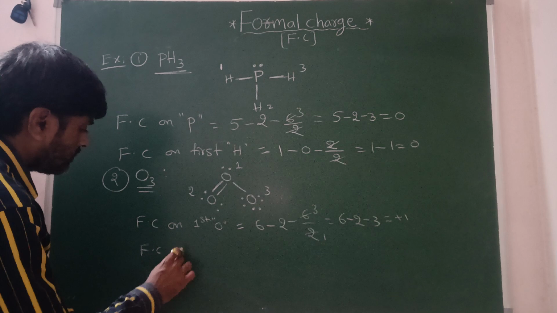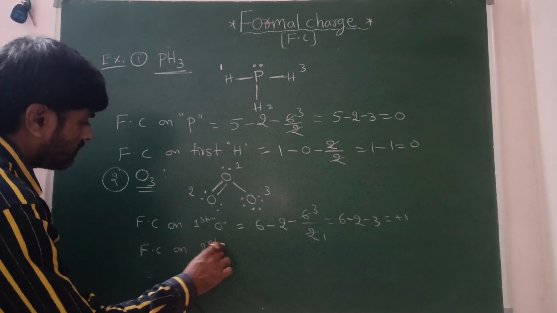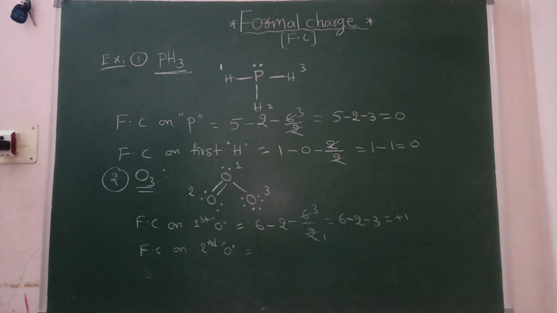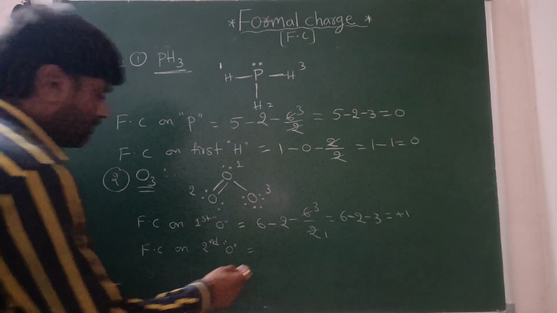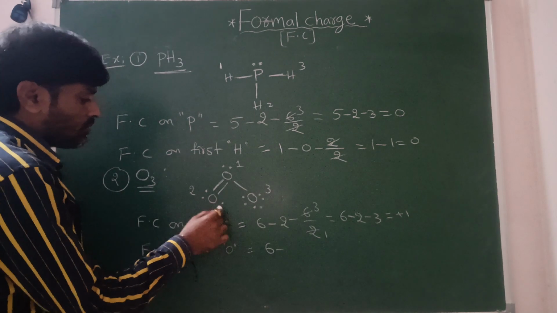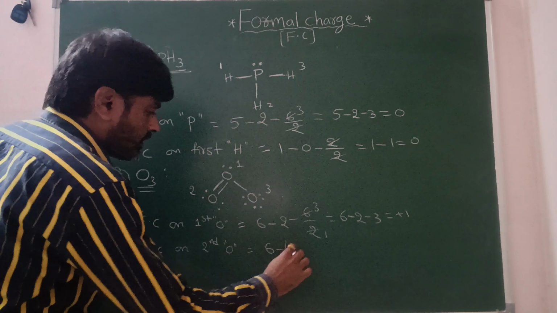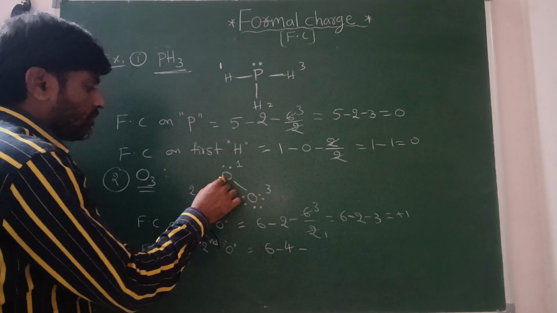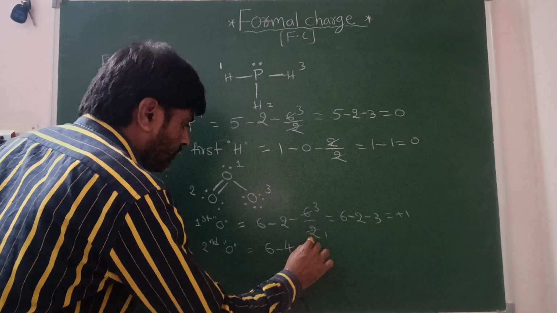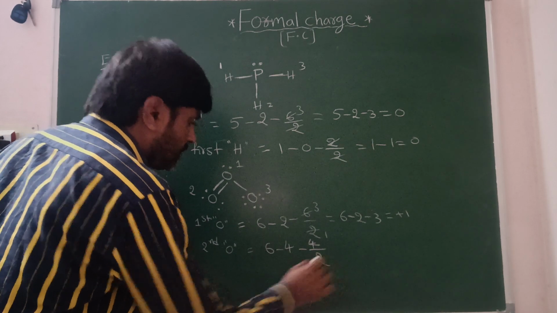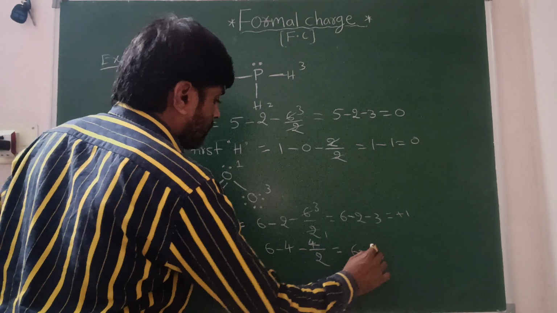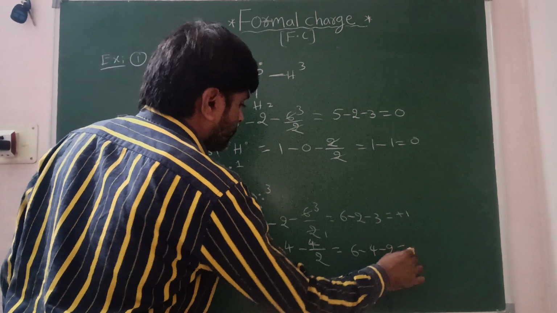formal charge on second oxygen. So valence electrons are 6 minus here non-bonded electrons 4 minus, and it forms how many bonds? 2 bonds, means bond electrons are 4, 4 by 2. 2 ones are 2, twos are. So we are getting here 6 minus 4 minus 2, 0.